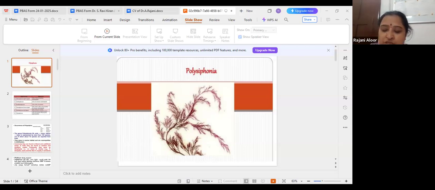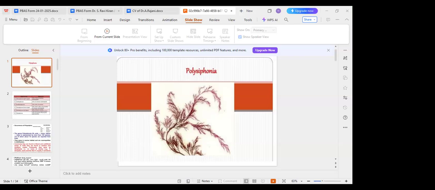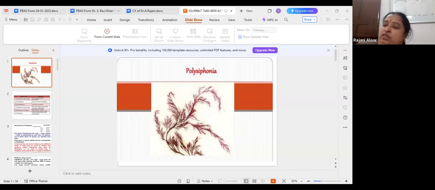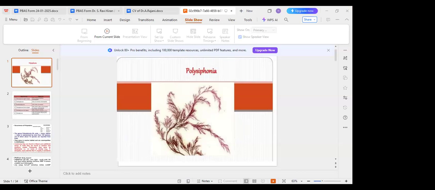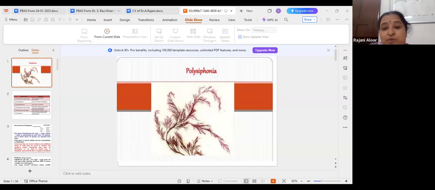Shalini, tell me the names for the Myxophyceae. Cyanophyceae, madam. Okay, another name? Blue-green algae. Oh, very good. Blue-green algae, Myxophyceae, Cyanophyceae.